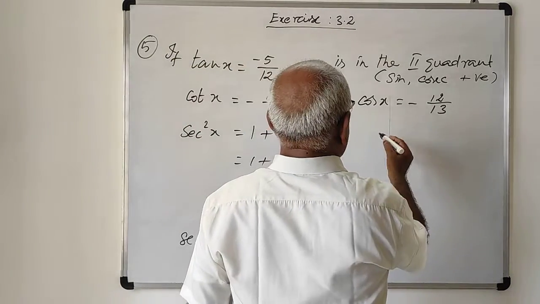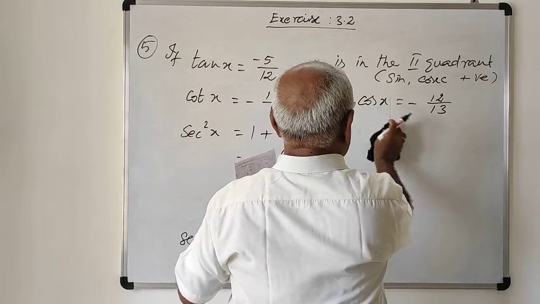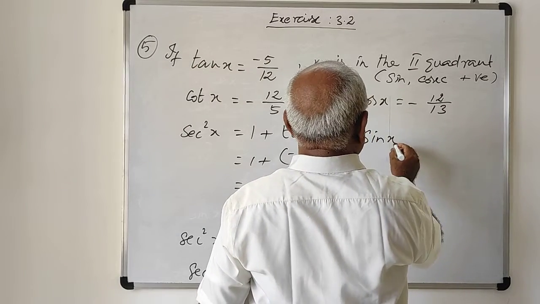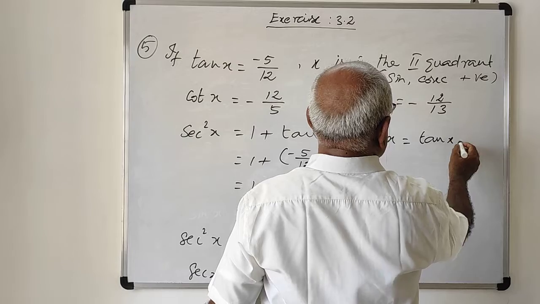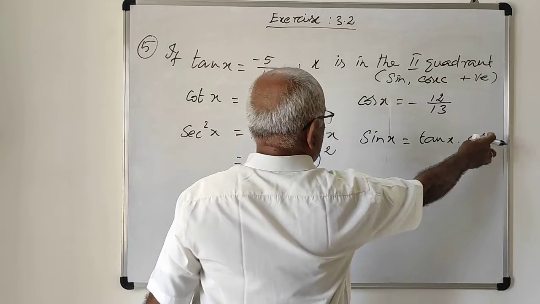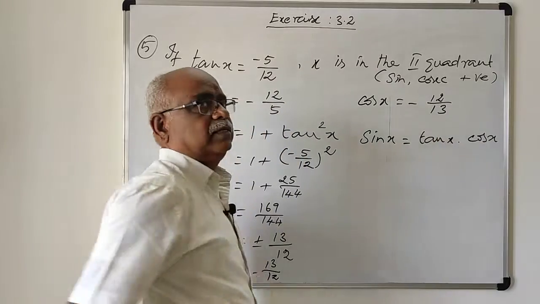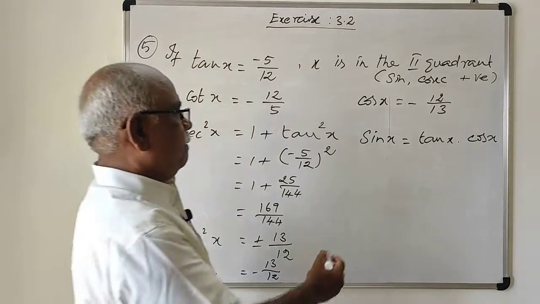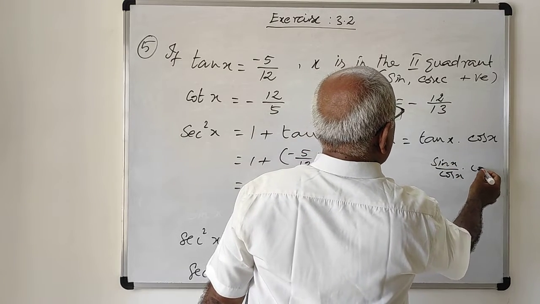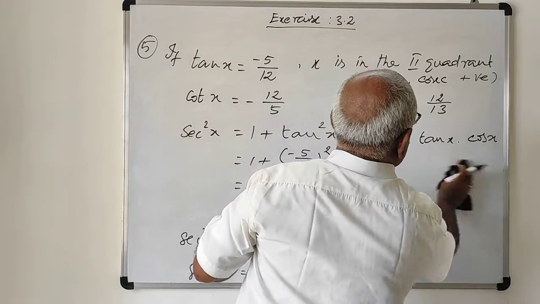Now we have to find sin x. Tan, cot, cos, secant we have determined. Finally sin x. From trigonometry, tan x into cos x is sin x, because tan x is sin by cos, and the cos cancels, you will get sin x. Tan you can write as sin x by cos x, into cos x. Cos x cancels, we get sin x. Therefore, sin x is tan x into cos x.